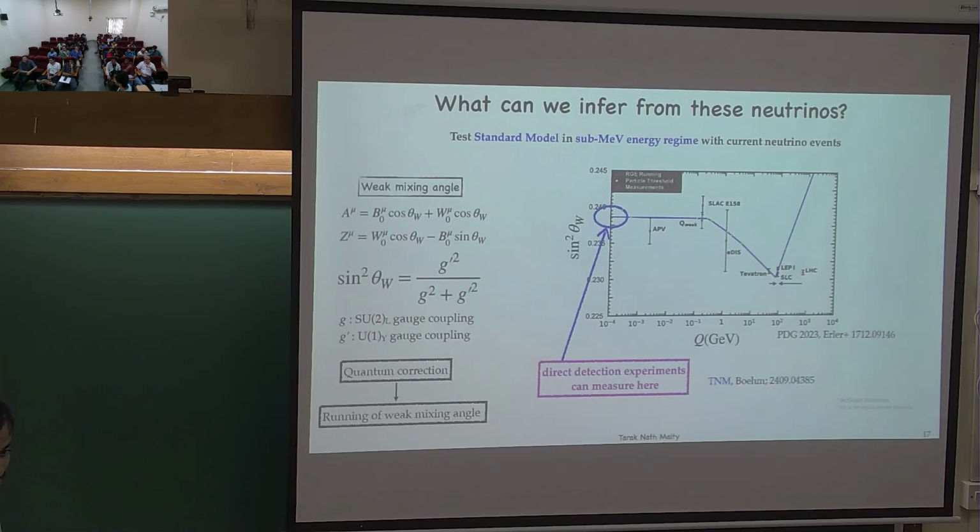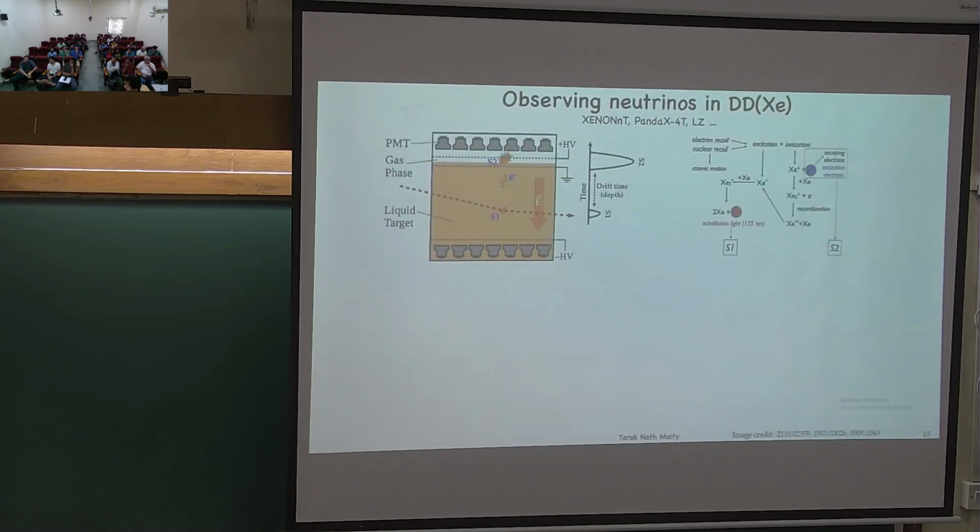Okay, so what I am saying is that direct detection can measure at this energy scale, and also at the bonus you will be getting some points over there. So essentially we are doing this measurement through neutrinos, again through solar neutrinos.